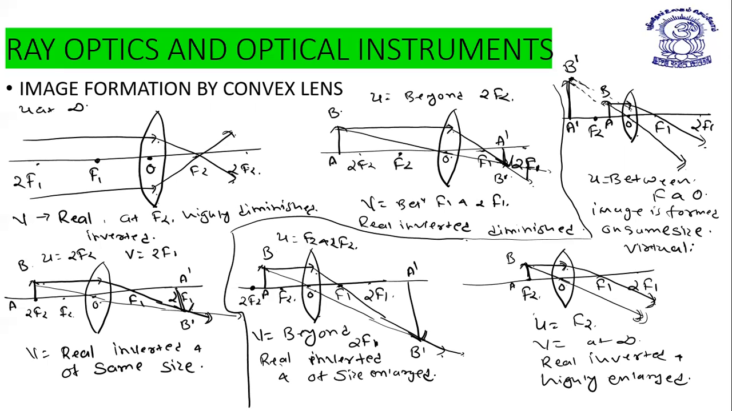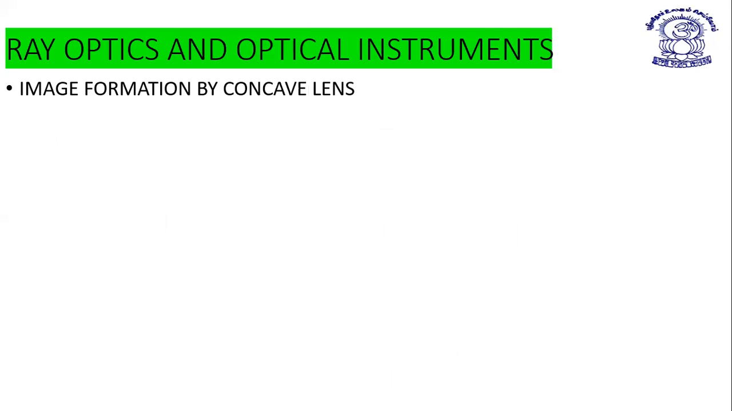We can see from these cases, as we keep moving the object towards the lens, the size of the image will keep increasing. The convex lens can form both real and virtual images. And the virtual image formed by a convex lens is always enlarged. Now let us see the cases of image formation by concave lens.